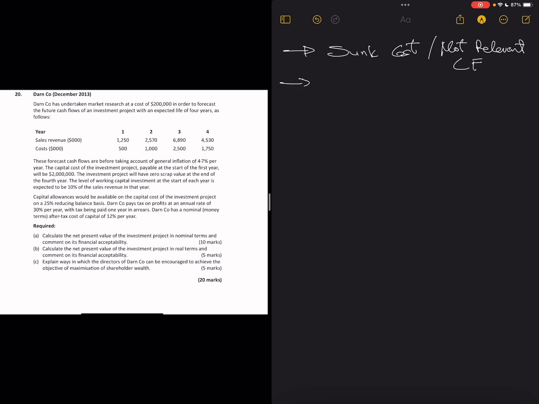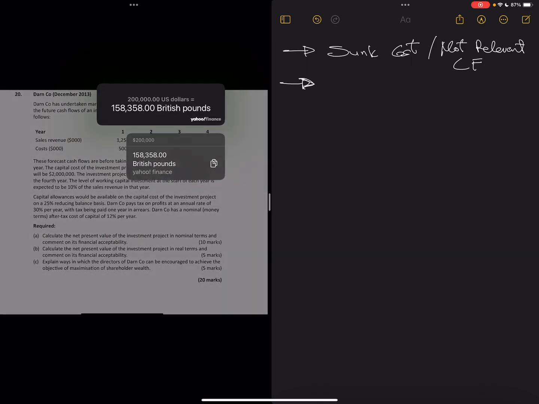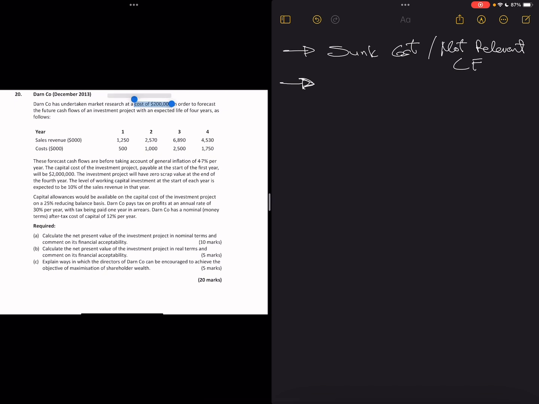I told you must be able to identify irrelevant cash flows that you don't need. Not relevant means it's irrelevant, right? That concept is being tested here, and that is the 200,000 you see here. That 200,000 US dollars is not a relevant cash flow. Why is it not a relevant cash flow?